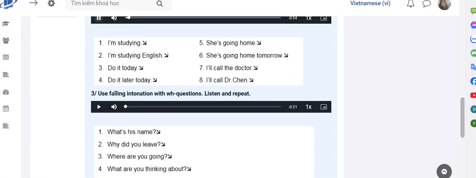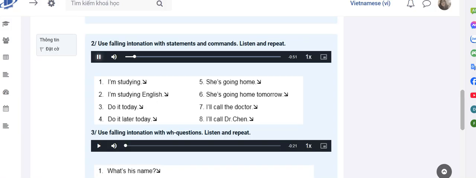Use falling intonation with statements and commands. Listen and repeat. 1. I'm studying. 2. I'm studying English. 3. Do it today. 4. Do it later today.